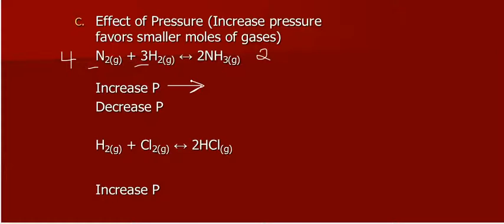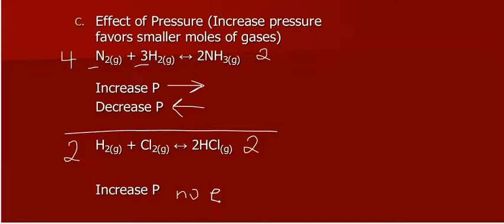If I decrease the pressure, it's going to shift opposite toward the 4 moles, the larger number of moles, and that means I'm going to produce more reactants in order to reestablish equilibrium. In the second example, H2 plus Cl2 forms 2HCl. There's 2 moles of gas on the left side, 2 moles of gas on the right side. So if you increase pressure, pressure has no effect on equilibrium whatsoever, if the moles of gases are the same on both sides of the equation.